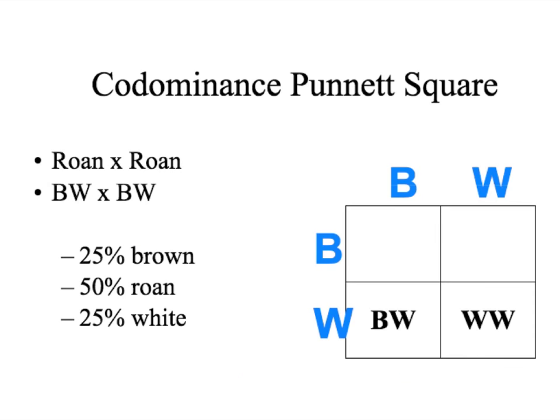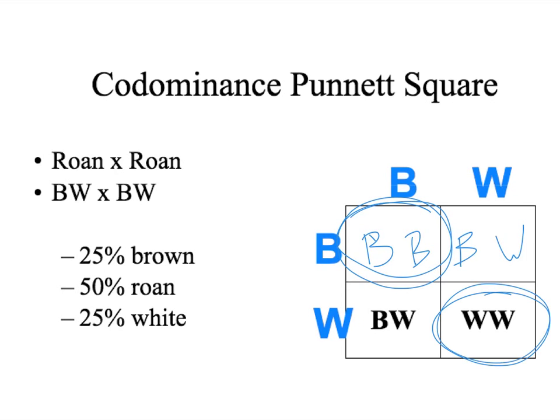Okay, our codominant one, we take a look at this one here. We can fill in our capital B's going down, our capital B going across, and then finally put in our capital W in. We notice we have what? One out of four is going to be brown, one out of four is going to be white, and two out of four are going to be that roan condition. And that gives us our 25 to 50 to 25%, or it'll be a 1 to 2 to 1 ratio.